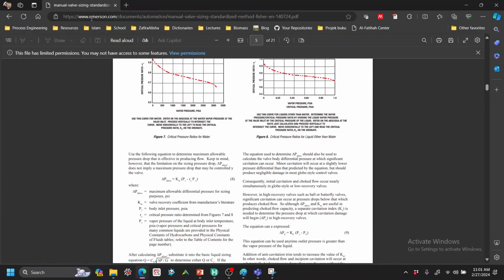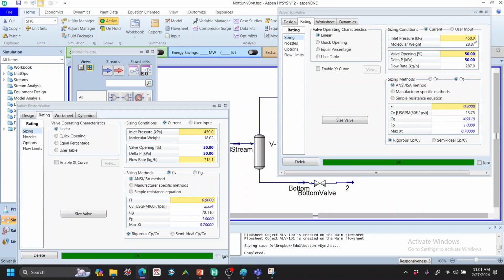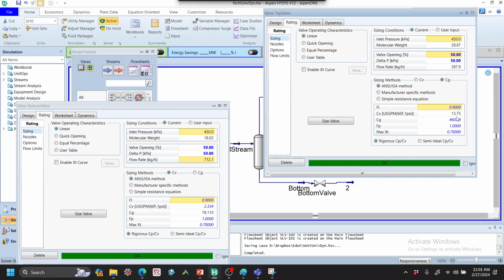Well, anyway, you can read this. You can go to Amazon, there's this valve sizing. So you can go through this, because we have only like 1 hour left. So now you can see the CV is different. That's how we size it.